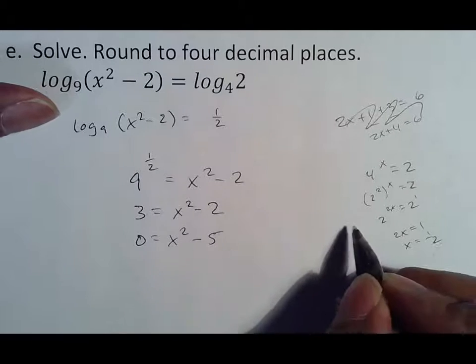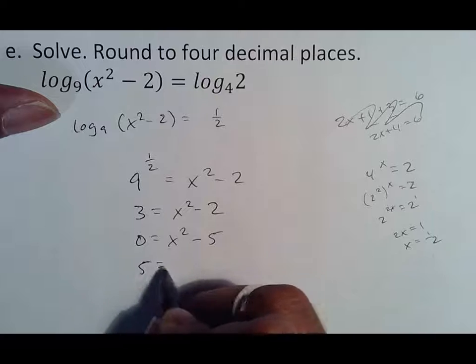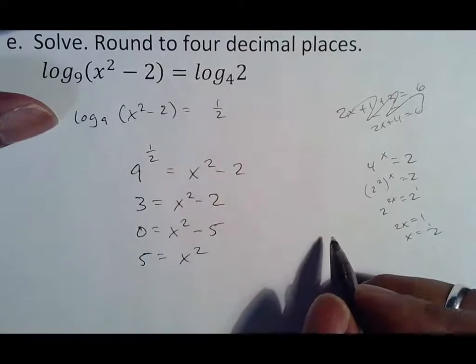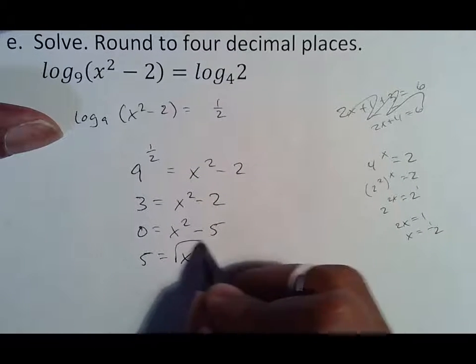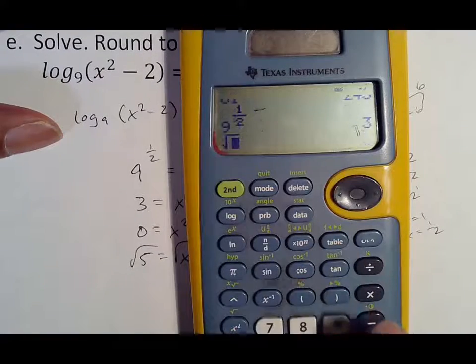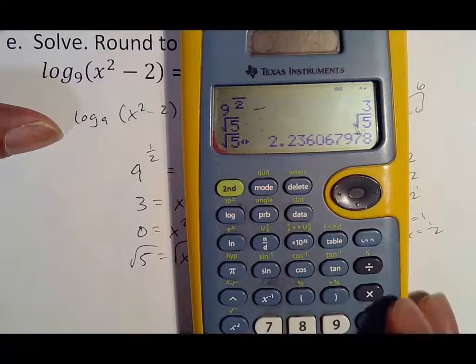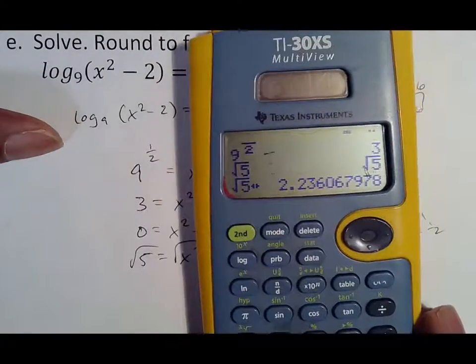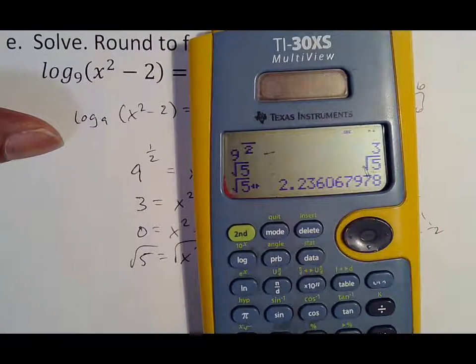I don't know why I did that. Move your 5 over, I guess. 5 equals x squared. And from there, square root your answer. And the square root of 5 is, to 4 decimal places, 2.2361.